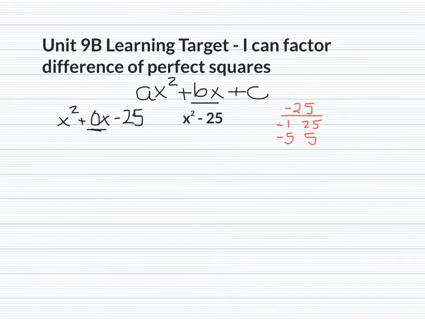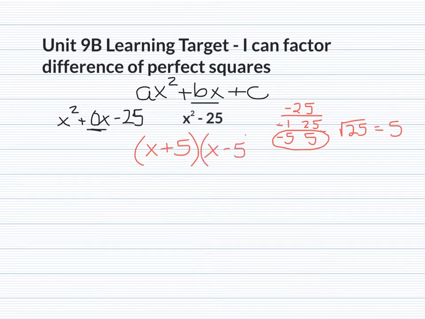Every time we see this, it's going to break into that perfect square, or the square root of 25 equals 5. That's what we're going to see, and that's why this problem works the way it does. So this breaks into x plus 5 times x minus 5. And again, it's because that b value cancels out.